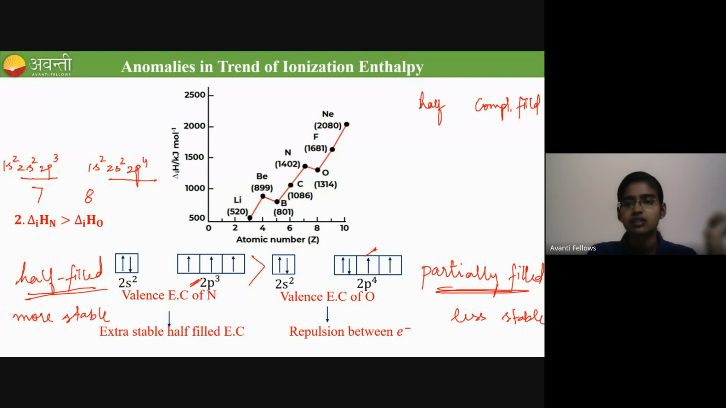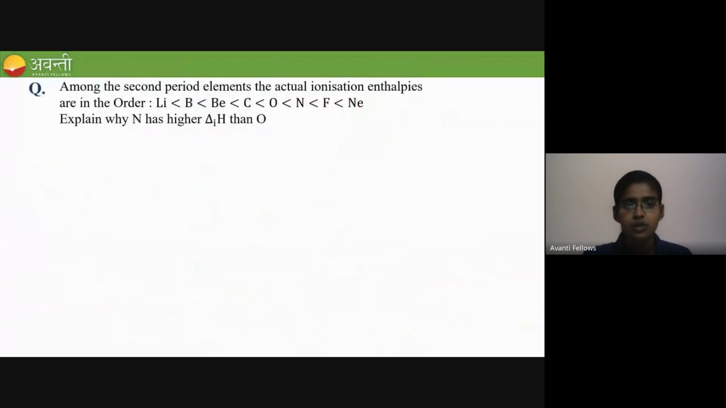Completely filled, half full as well. Both will have the same value. Both will require the same amount of energy to remove the electron. Virendra. Completely filled configurations are more stable. Then comes half filled, then comes partially filled. So the energy required to remove the electron is highest from the completely filled configuration, and then comes these two. So now with this concept, with these anomalies, we will try to solve one question.